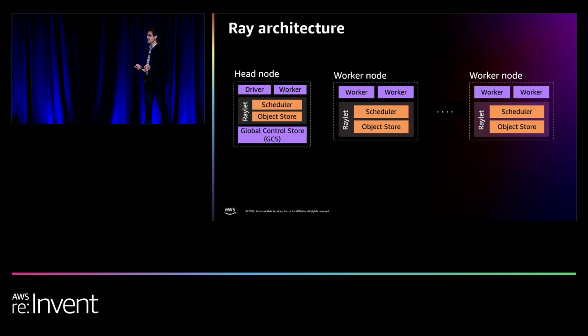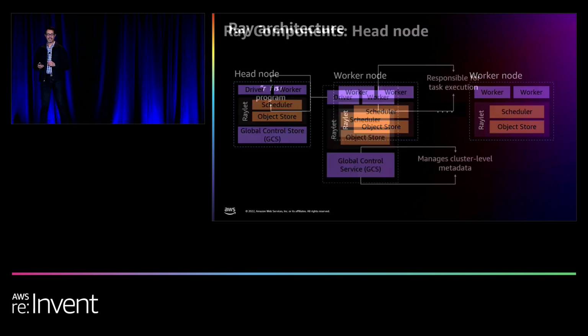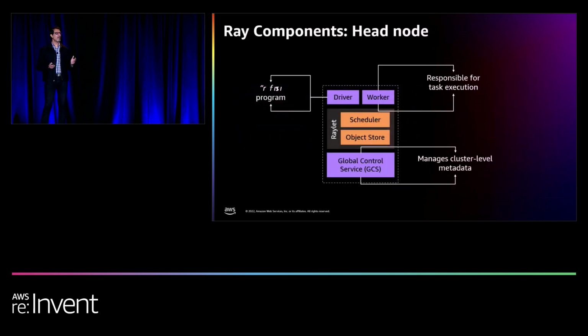Ray has a head node and one or more optional worker nodes. The head node has a driver that starts your application. There's a global control service that's responsible for cluster-wide metadata, such as remote function tables, remote objects, a list of pending tasks that need to be scheduled, and so on.